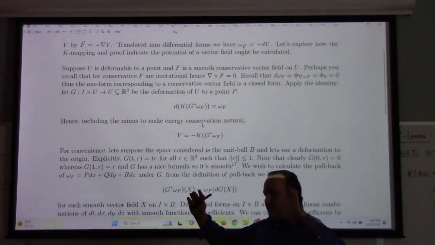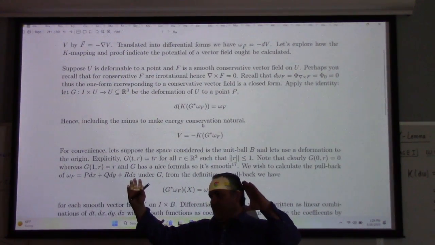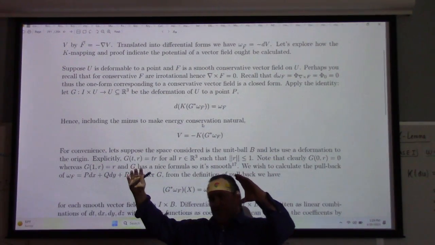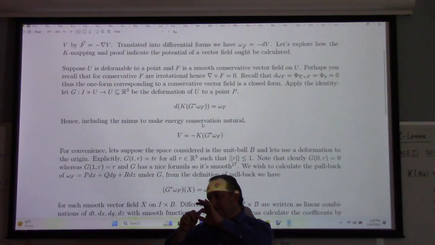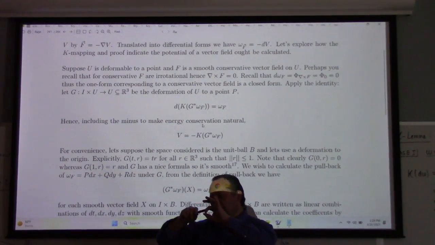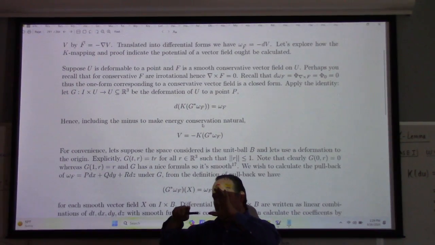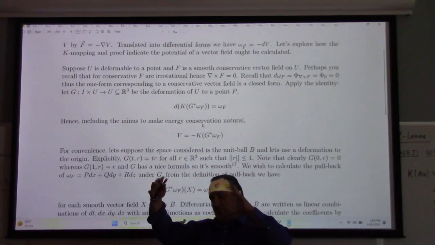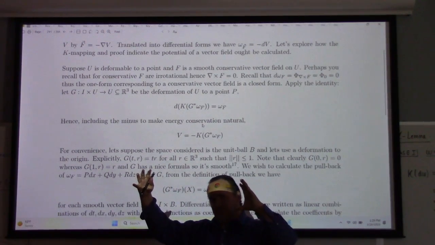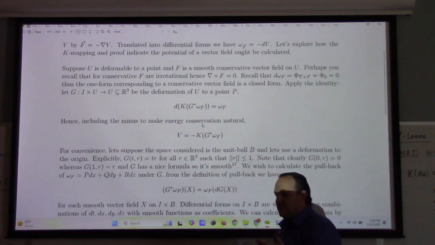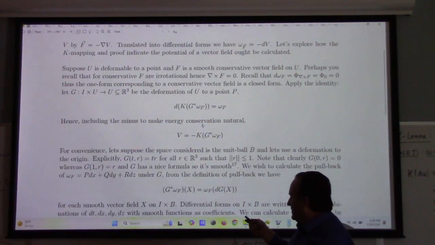For the deformation of 3-dimensional space to the origin, the mapping, you can just take any point and shrink it to the origin in time 1. The formula for that is just g(t, r) = tr. So when you put t equals 1, you've got r. When you put t equals 0, you get 0. So we can shrink all of 3-dimensional space to the origin using the formula simply tx, or tr if you want, like I did here.